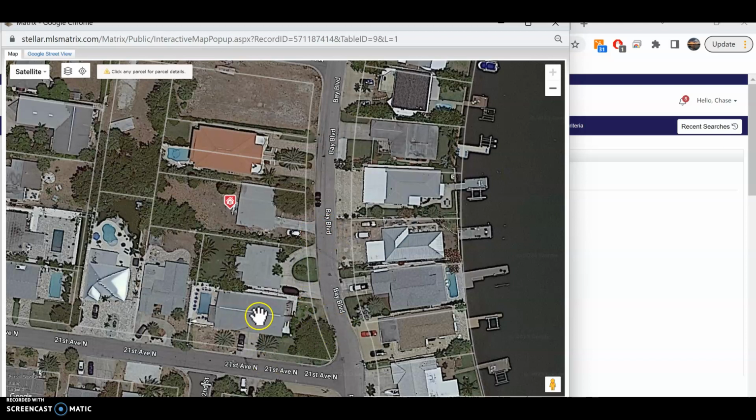Is this the one he wants to buy? Two doors down? Oh, that looks like hers. Yeah, that is it. It's on 21st. Two doors down from his. That's funny, you can see it from across the back lot.